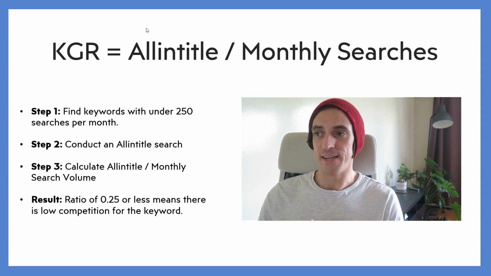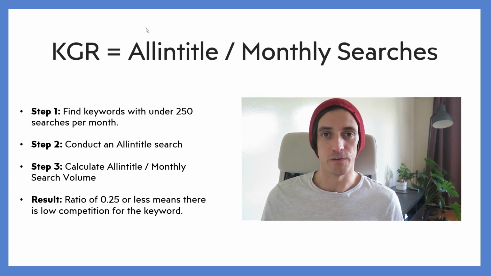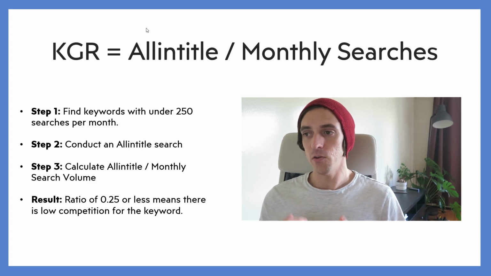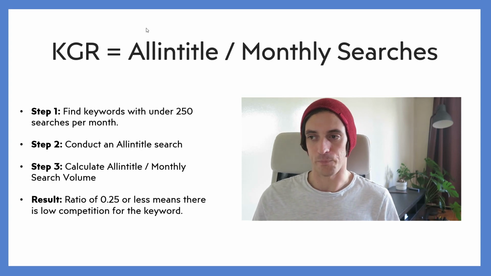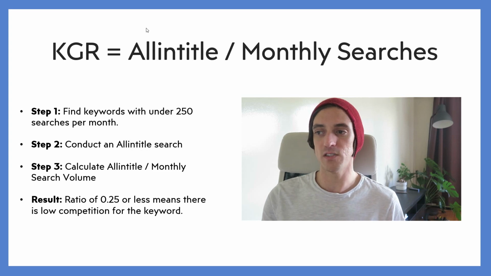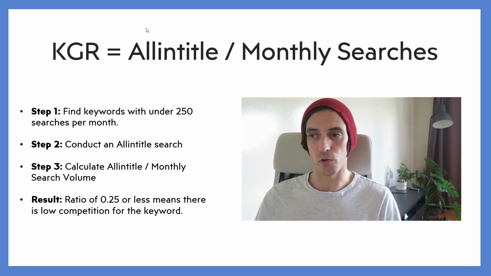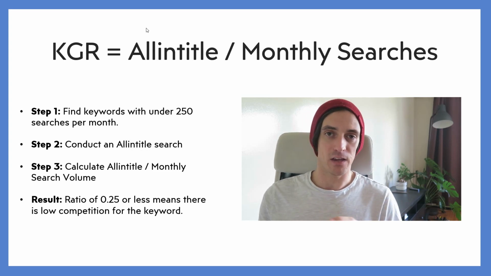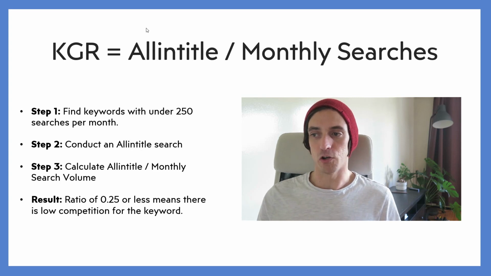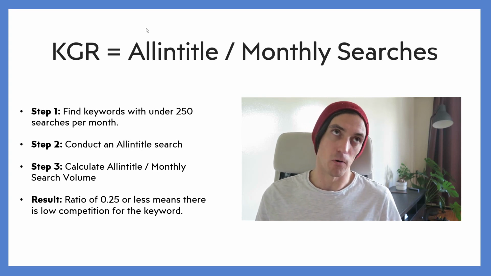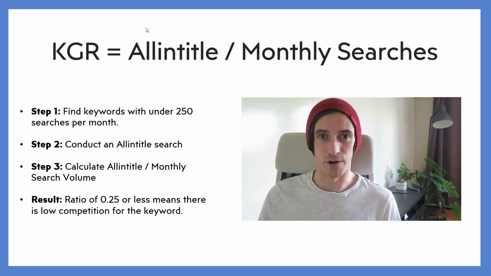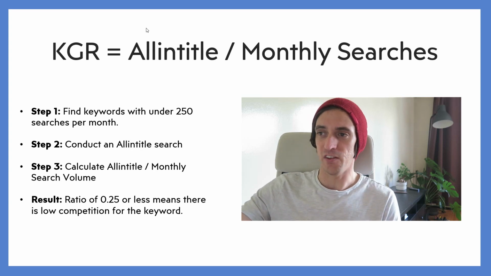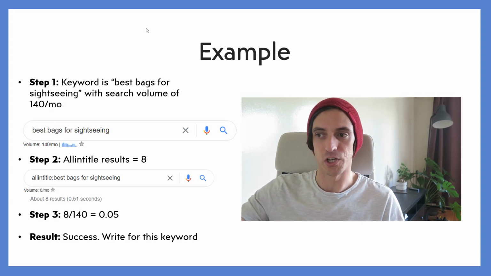Essentially, you're supposed to find keywords with under 250 searches per month. And then you conduct an all-in-title search on Google. And I'll show you how to do that in a second. And then you calculate the all-in-title divided by the monthly search volume. And then if that calculation has a ratio of 0.25 or less, it means supposedly that the keyword is low competition. Now, I'll talk to you about why I disagree with that claim in a second, but let's have a look at just an example of how to do the KGR.